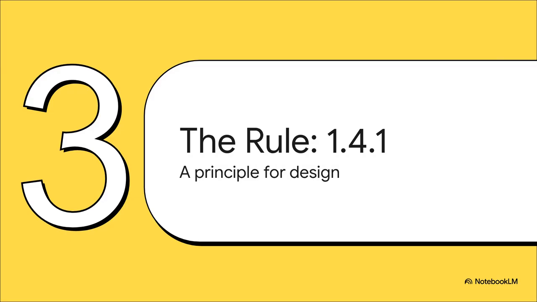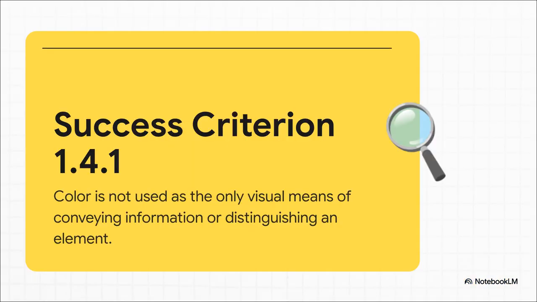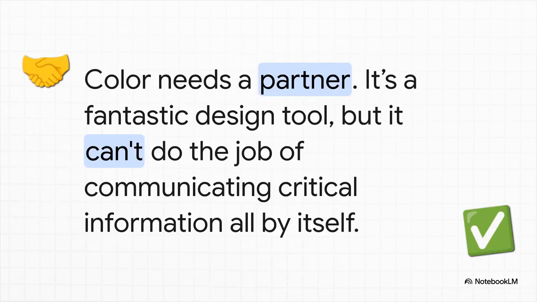Now, the good news is we aren't just guessing here. There's a clear, official rule for this from the Web Content Accessibility Guidelines, or WCAG. So let's dig into Rule 1.4.1. It's a simple idea, but it's a game changer. Okay, I know, the official language is a bit dry, but the idea behind it is so powerful. It basically says whether you're trying to show an error, tell someone a word is a link, or separate bars on a chart, if color is the only way you're doing it, then it's failing. And that really is the simplest way to put it.